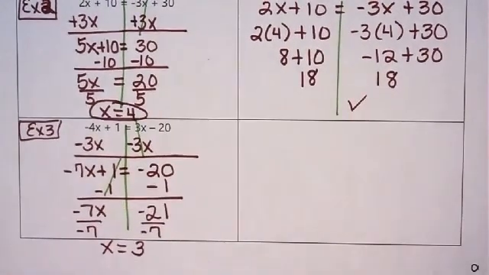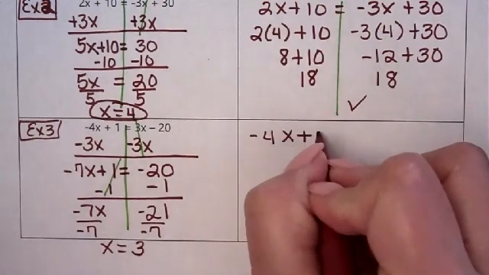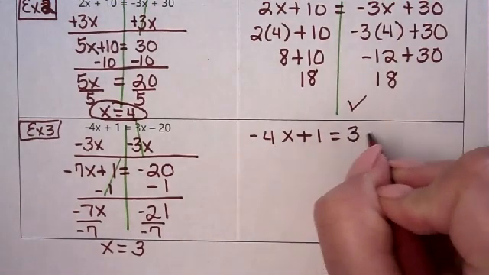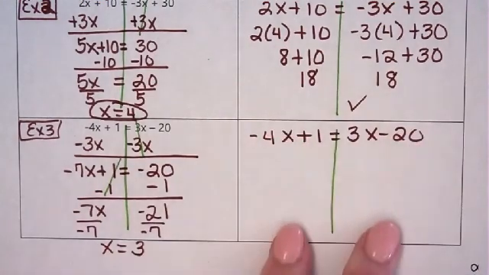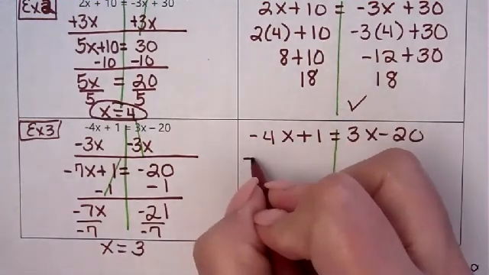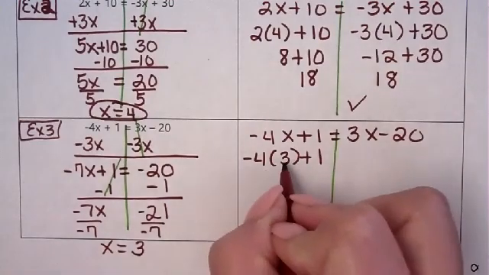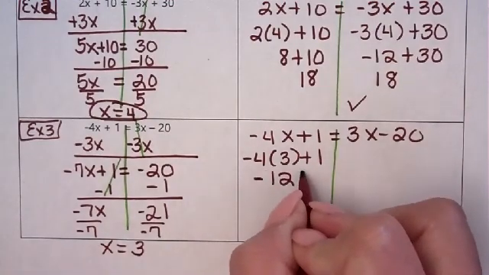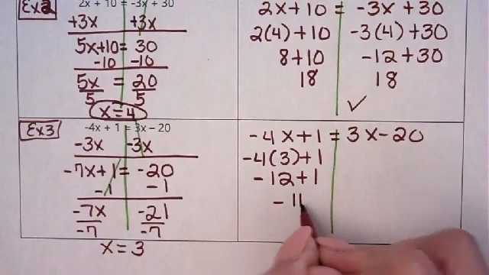Now, let's check positive 3. So first thing we're going to do, of course, is write that problem down. So negative 4x plus 1 equal to 3x minus 20. Put your river in, just like that. Now, again, I'm going to simplify each side separately. So let's do the left side. So negative 4 times 3 plus 1. Negative 4 times 3 is negative 12 plus 1. Negative 12 plus 1 is negative 11.